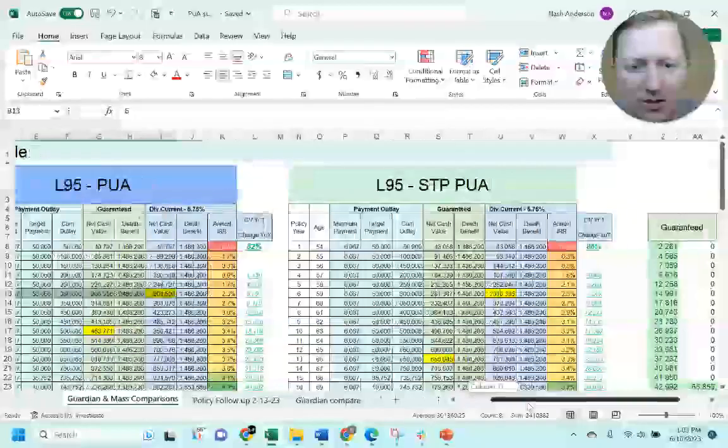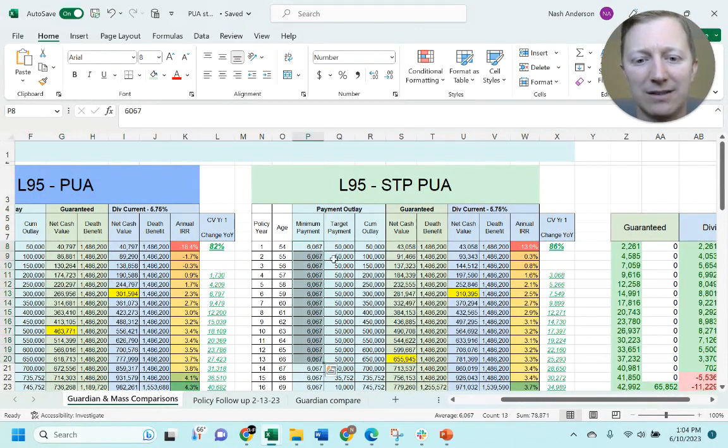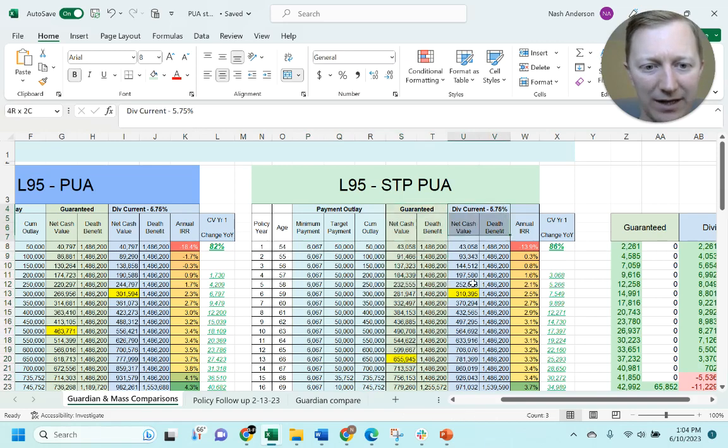Let's look at the short-term performance option. The policies are the same, except for toggling which PUA option we're using. So 6,067, 50,000 flat, the guaranteed values, and the dividend values. So let's take a look at what happens in year one. 82% coming back to cash value versus 86%.